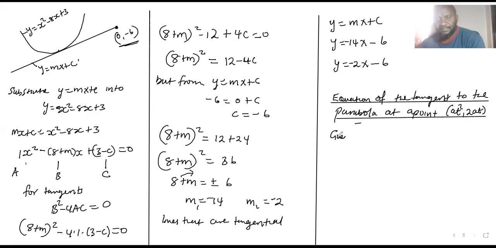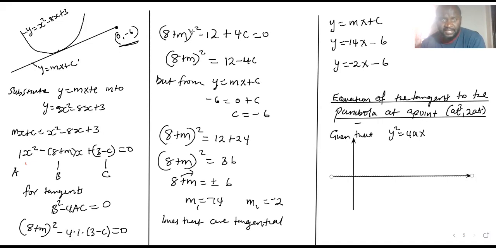Now, given that y² = 4ax, we all know that equation. It's the standard equation for the parabola. If I have a parabola of this kind, and in my parabola there is a point P, which is (at², 2at). And at that point is where we have the tangent, as the statement says.